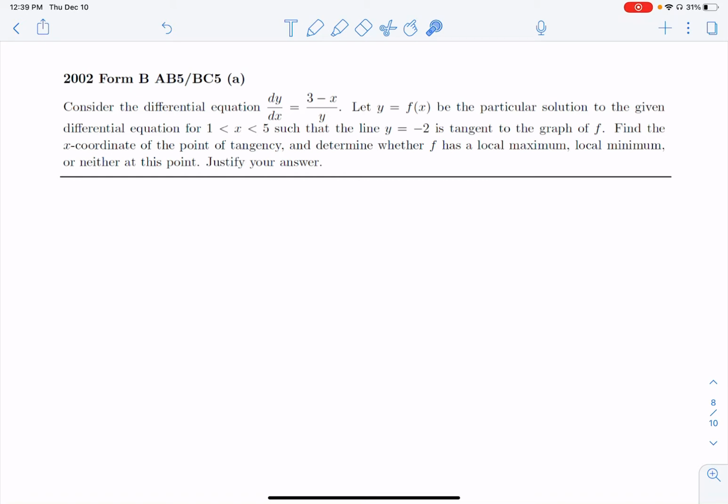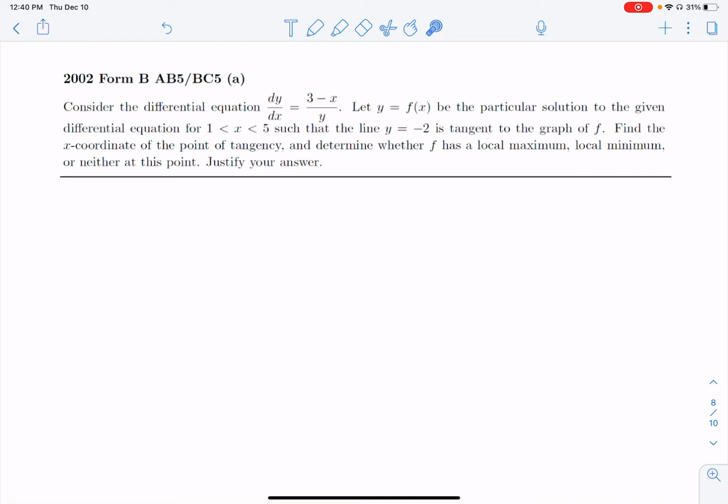Let y equals f of x be the particular solution to the given differential equation for 1 less than x less than 5, such that the line y equals negative 2 is tangent to the graph of f. So here's the part of this question that may seem a little bit confusing, because we haven't heard of this particular solution. Basically, here I have the derivative. Eventually we're going to learn how to work backwards from this derivative to get the original equation. When I get the original equation, at first it is called a general solution. It's not called a particular solution until I plug in a point that I know is on the original graph.